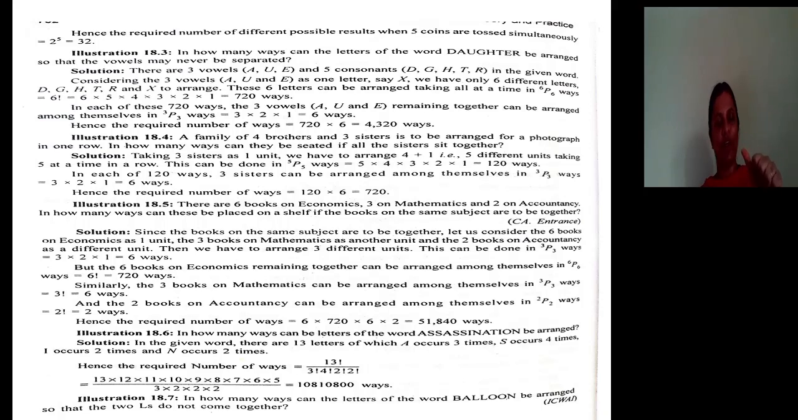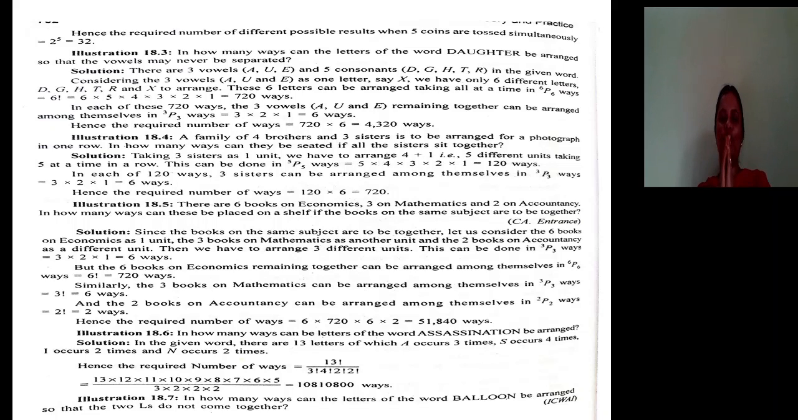3P3 means 3 factorial, 3 into 2 into 1. 6P6 means 6 factorial, 6 into 5 into 4 into 3 into 2 into 1. 3P3 means 3 factorial, 3 into 2 into 1. 2P3 means 2 factorial, 2 into 1. So totally how many ways? 51,840 ways. Did you get my point?